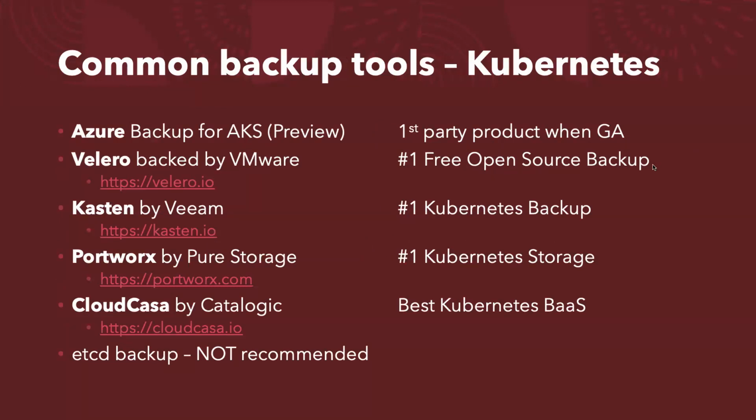So how to do the backup? There are a lot of different tools. I listed a few here, the common backup tools, especially for Kubernetes. Not to mention the traditional legacy backup vendors, they can also do Kubernetes backup, but it's not a specialized tool. For example, Veritas, Dell EMC, IBM, Commvault. There are a lot of companies. Veeam also does backup, but their tool is not specialized for Kubernetes containers. At least here, these are the specialized tools for containers. Azure Backup for AKS, right now it's in preview.